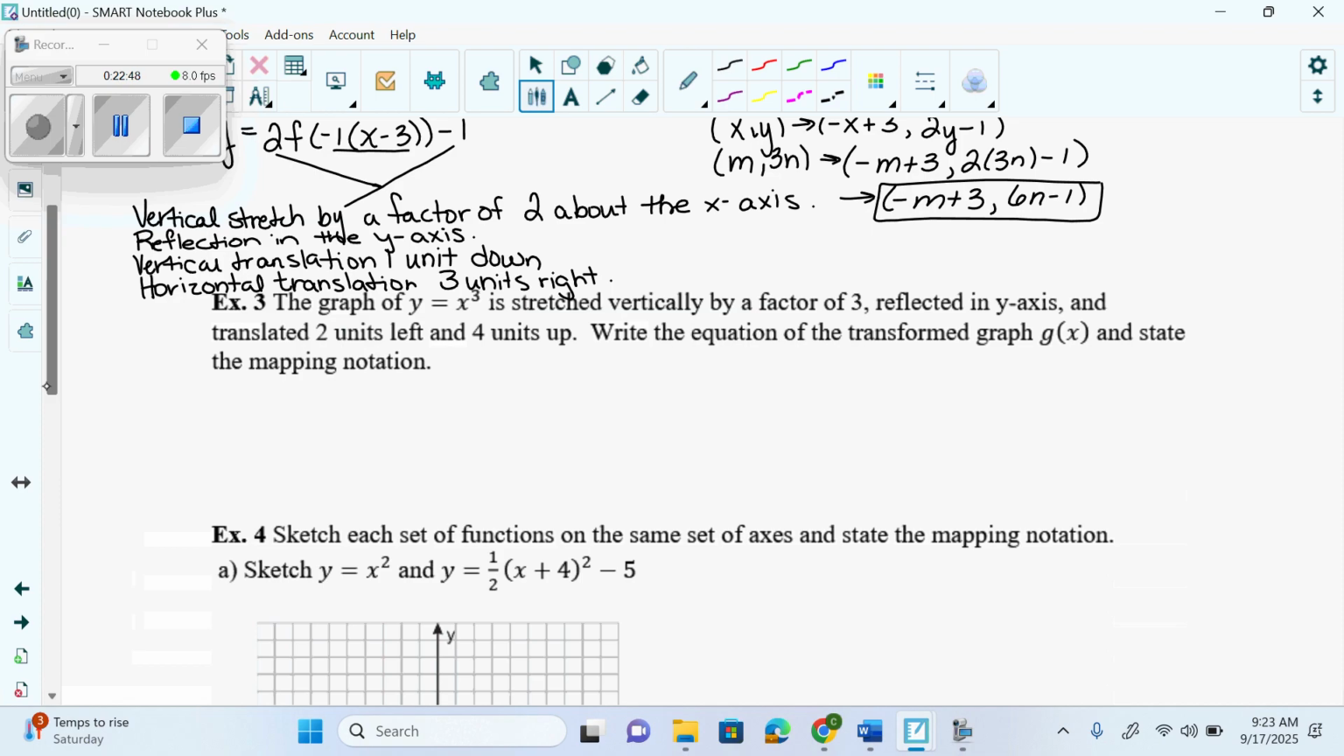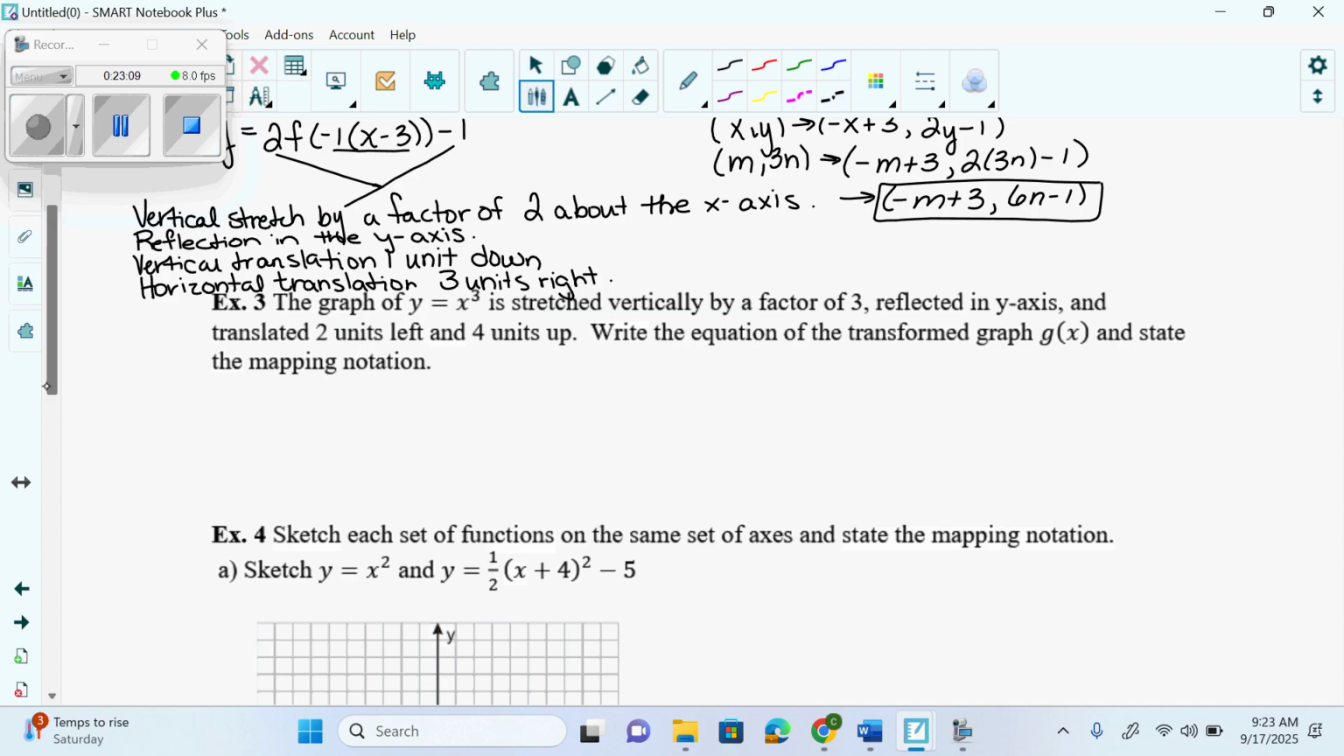Example 3 says the graph of y equals x cubed. So now is this f of x? Can I just use f now in my equation and just use an f because I want to? Is there an f even in this? No. So you can't use f of x unless I give you f of x in your original, correct? So this one is y equals x cubed. Yes? Okay. So we have to apply it to that.